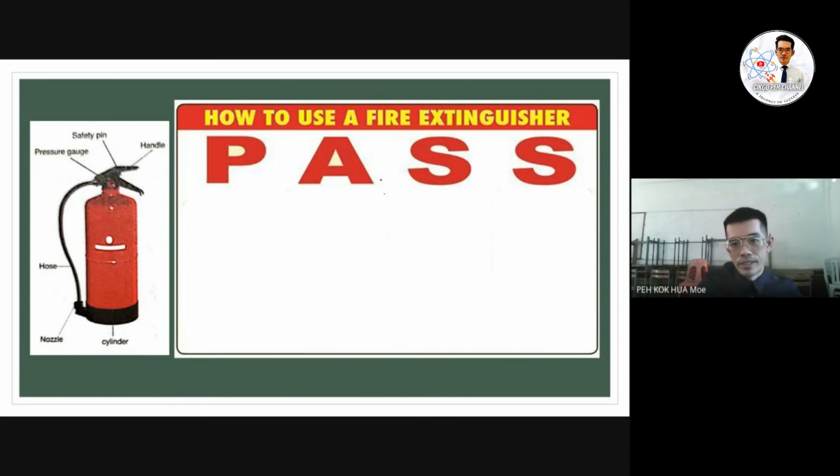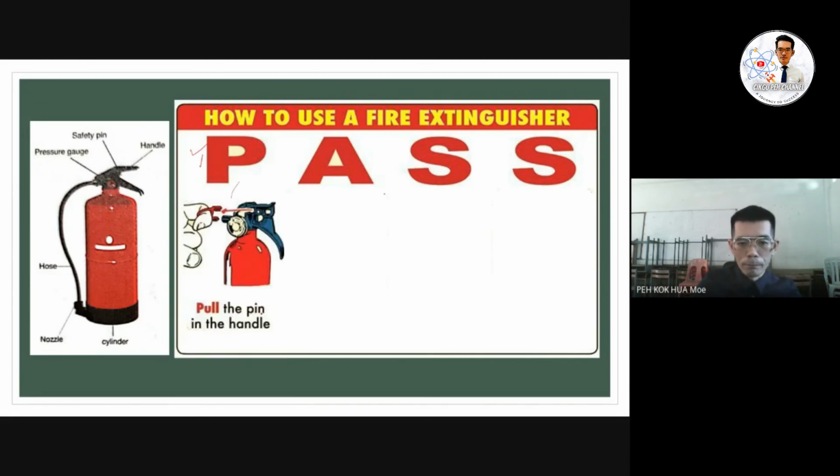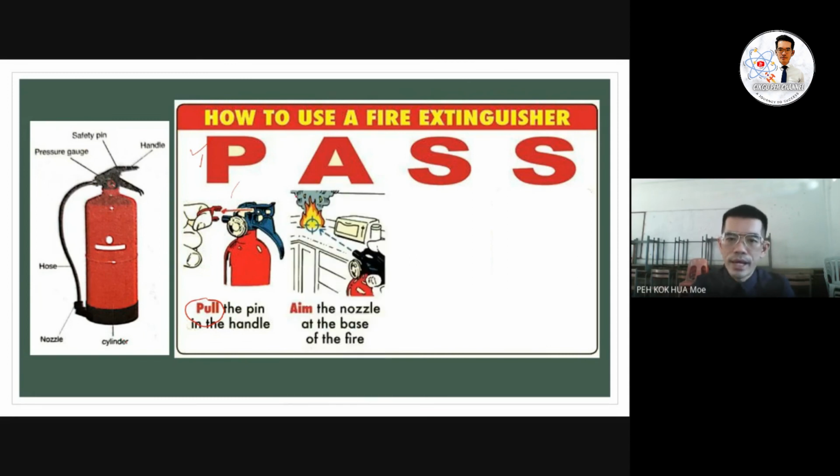So the first step you have to know is P. So what are you doing here? Pull the pin in the handle. The handle is here, and the safety pin is here. So the first step you have to do is pull the pin in the handle, and then next, aim the nozzle. The nozzle is here. So you have to aim the nozzle at the base of the fire.